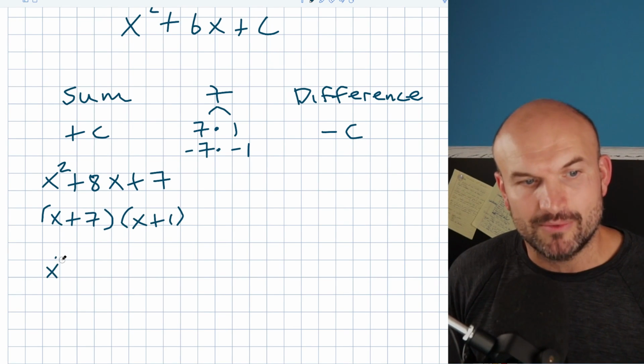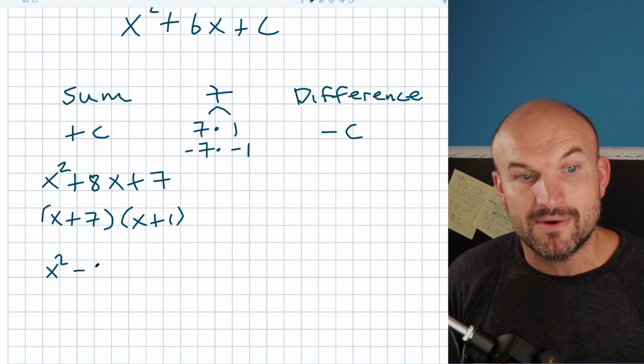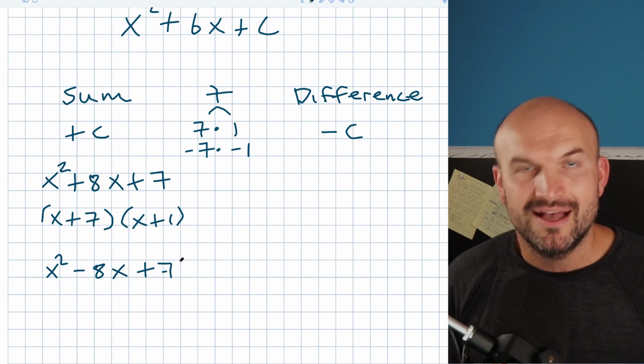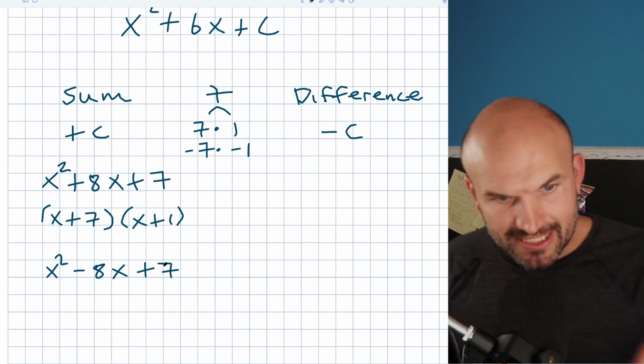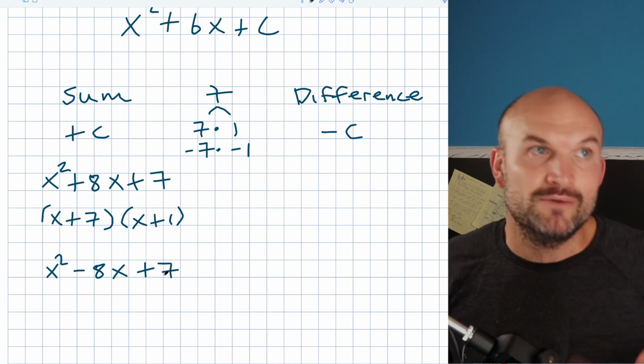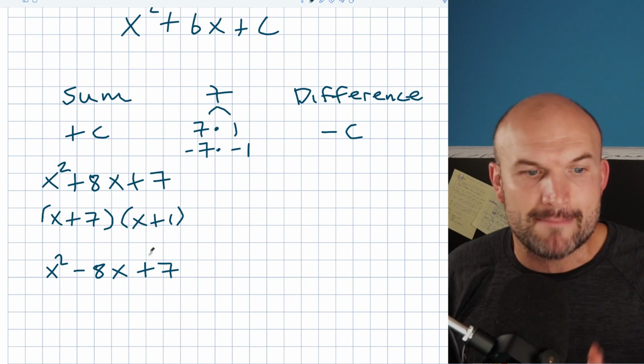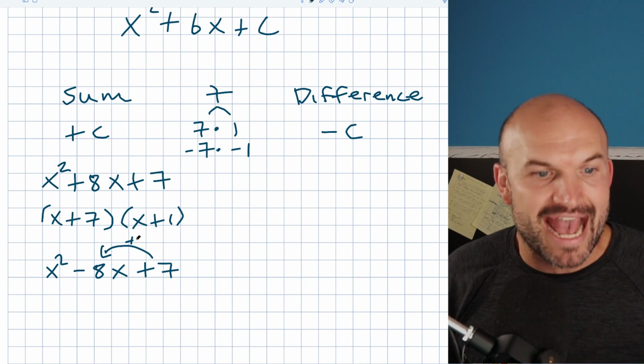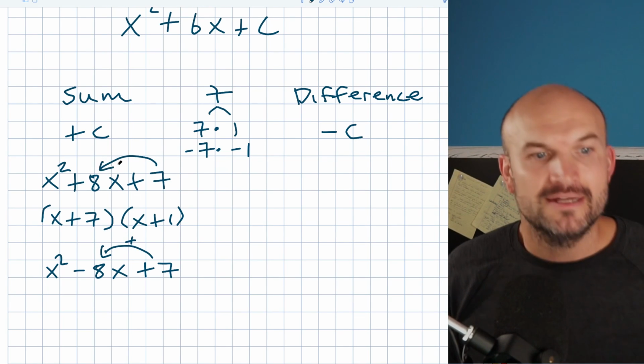Now let's do another example. What if I had x squared, in this case, negative 8x plus 7? Again, look at the last number. When you see the last number is positive, think sum. So now I'm going to take my factors of 7, 7 and 1, and I need to add them to get to my middle term.